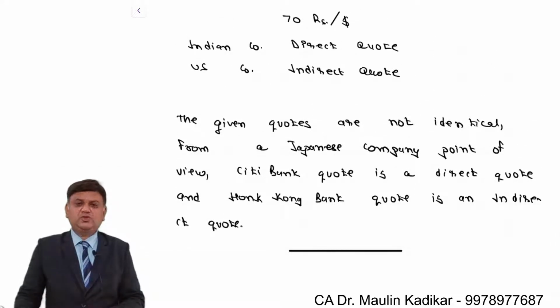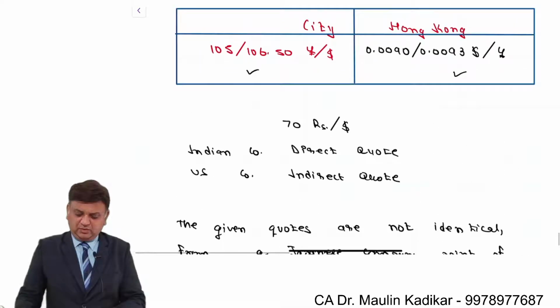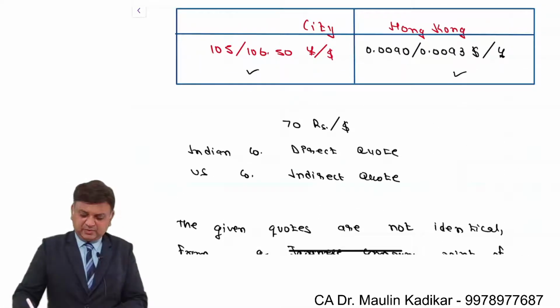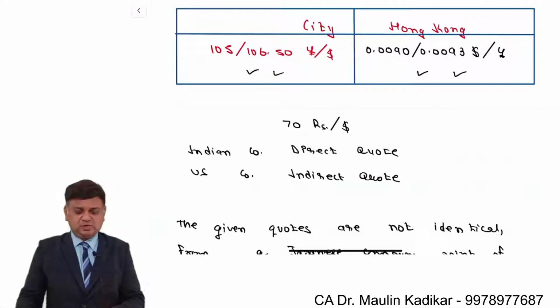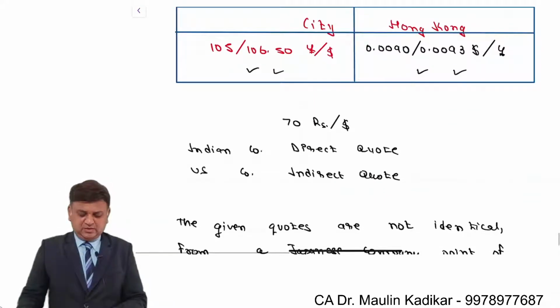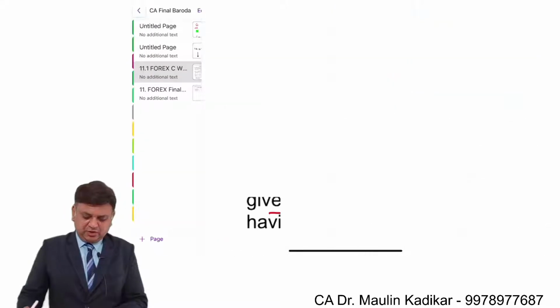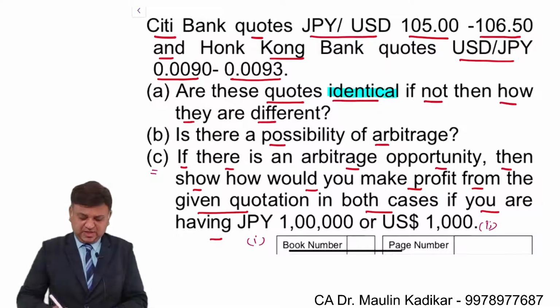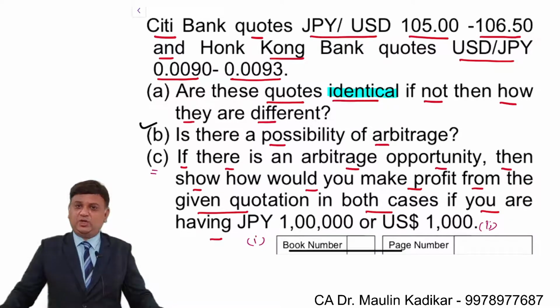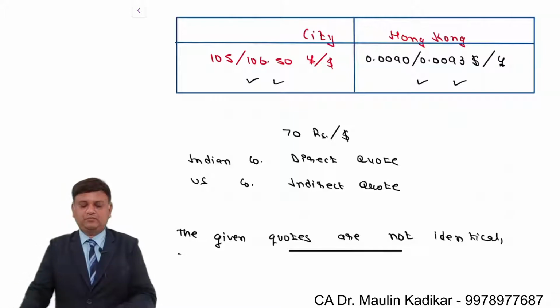Friends, this answer can also be given from the US company point of view. Let's say from the US company point of view, this is a direct quote and this is an indirect quote. That is also the way we can give the answer. I want you to write in the chat box the answer for the second question. Is there any possibility of arbitrage or not?